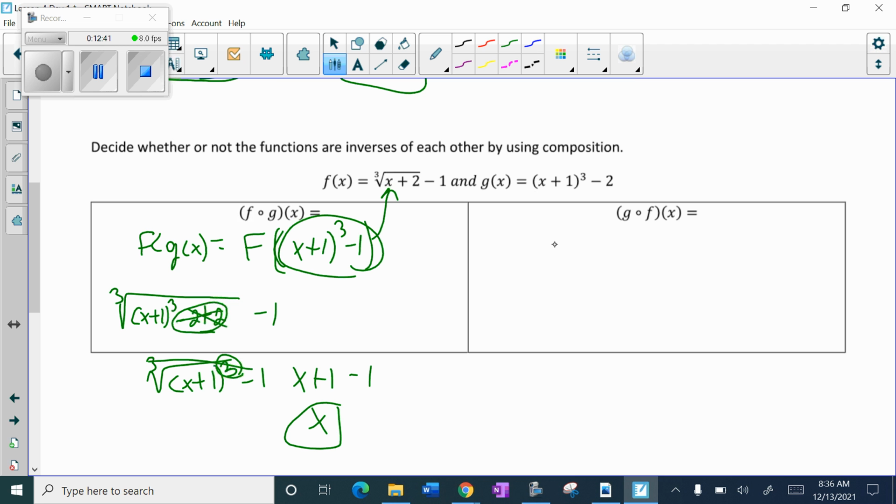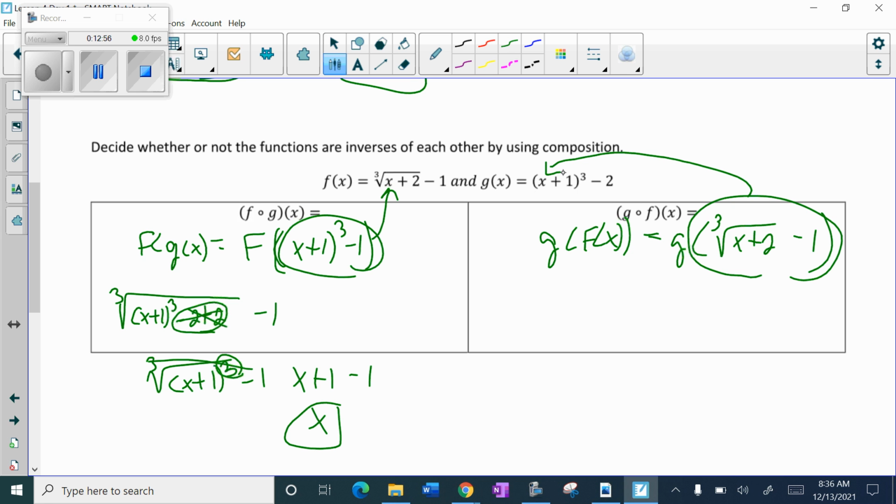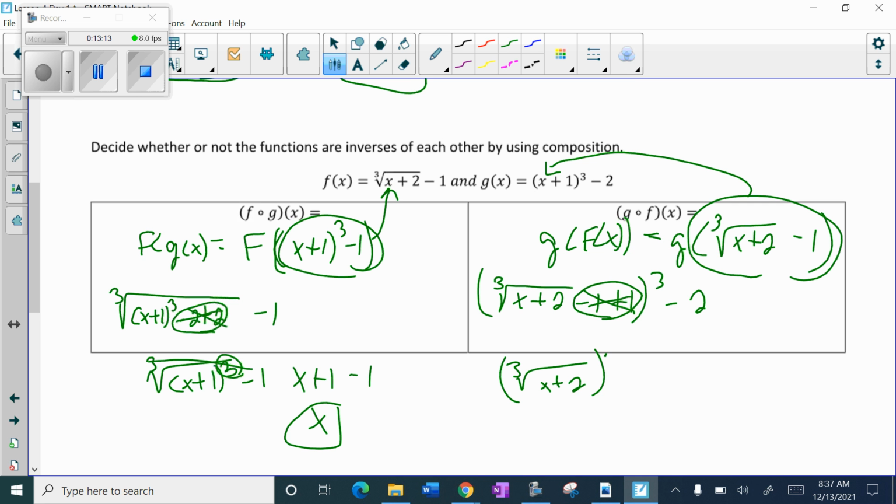Let's see if this other one will make this true. So I'm going to say g of all of this, and I'm going to stick all of this in for right here. Okay, this looks kind of scary, so let's see what's going on here. So the first thing that's jumping out at me is that those 1's cancel out. So that's going to kind of clean that up a little bit. And so now these 3's are going to cancel. And so I have x plus 2 minus 2, and I'm left with x. So yes, these are inverses of each other.